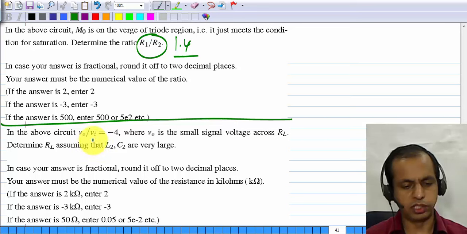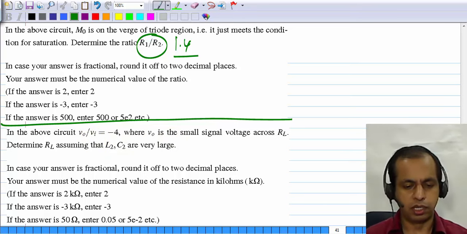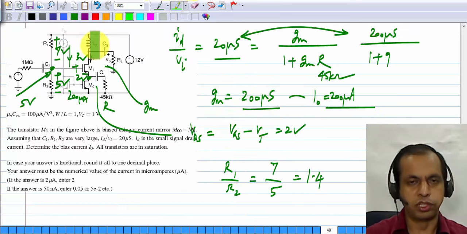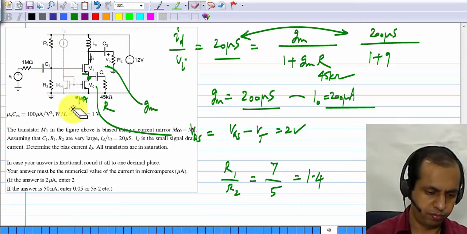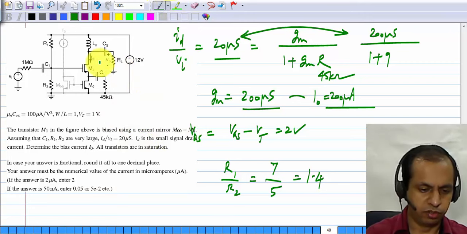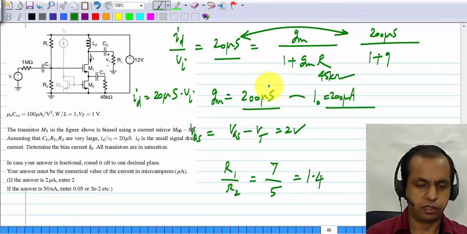The next question says that V0 by Vi is minus 4, and you have to find RL, assuming that the inductor is an open circuit and the capacitor is a short circuit, and so on. Okay, and this is actually quite easy, because we know that this ID, the small signal ID, is 20 microsiemens times Vi.